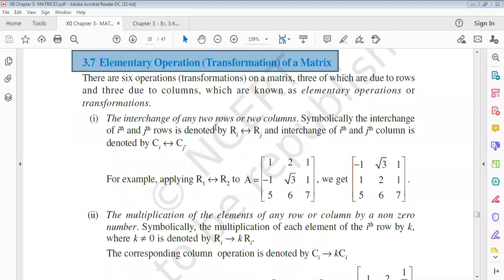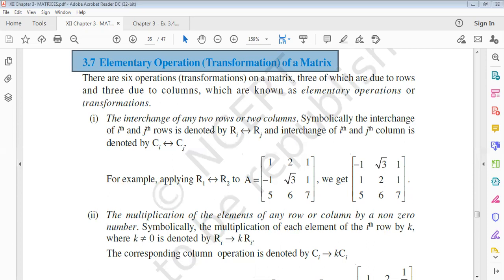Good morning, students. In today's class, we are going to discuss chapter 3, elementary operations of a matrix. There are 6 operations on a matrix, 3 of which are due to rows and 3 due to columns, which are known as elementary operations or transformations. The first one is the interchanging of any 2 rows or 2 columns.